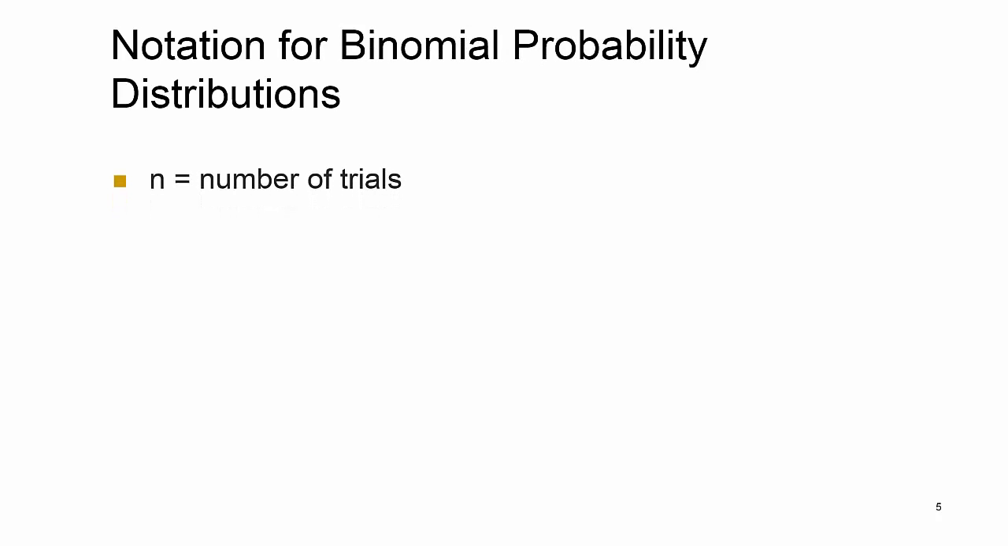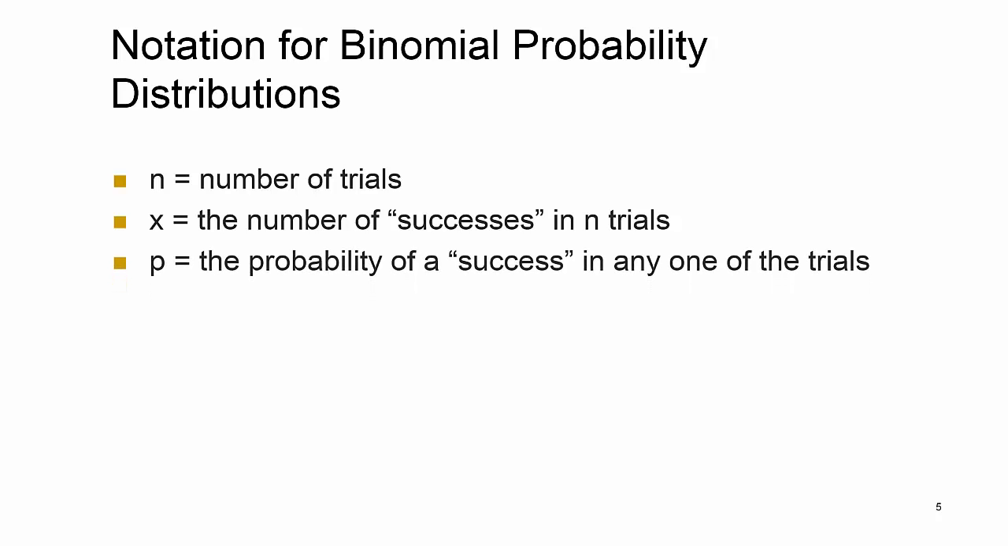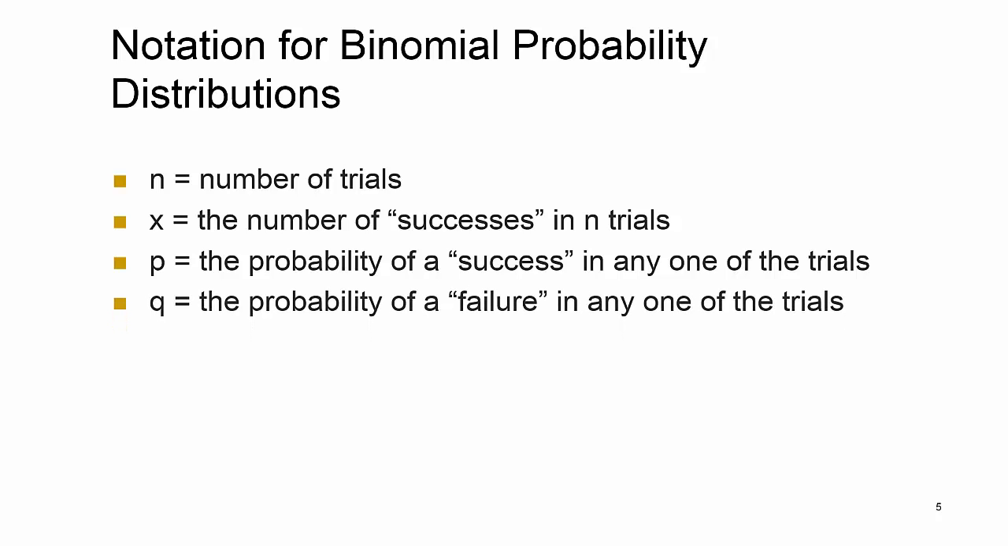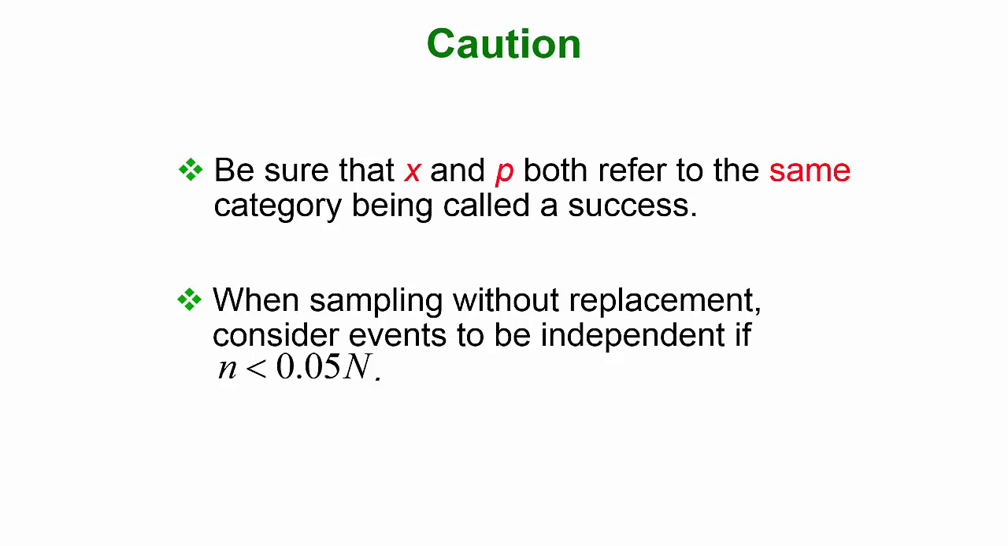Here's some more notation. n represents the number of trials. x is the number of successes that we want in n trials. p is the probability of a success in any one of the trials. q is the probability of a failure in any one of the trials. And capital P of x is the probability of getting exactly x successes in n trials. Be sure that x and p both refer to the same category being called a success.